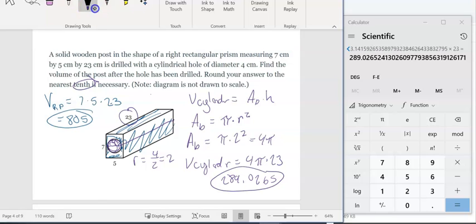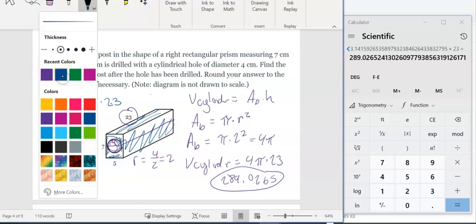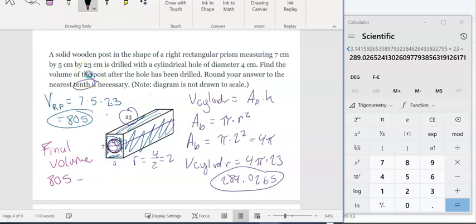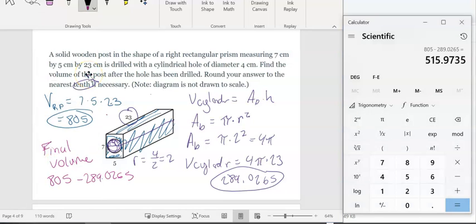So to find the leftover piece, I'm going to need to subtract those two numbers. So to find the final volume, 805 subtract 289.02, and I get 515.9735. That one's one of those tricky ones to round because I'm rounding to the nearest tenth. But see how it's 0.9735? That 7 is going to make that 9 bump to a 10, which actually makes this 5 bump to a 6. But since it's to the tenth place, we do have to leave a 0 right here. And then I need to look back up and see what my units were. My units are centimeters, so it's going to be centimeters to the third power. So there we have it.